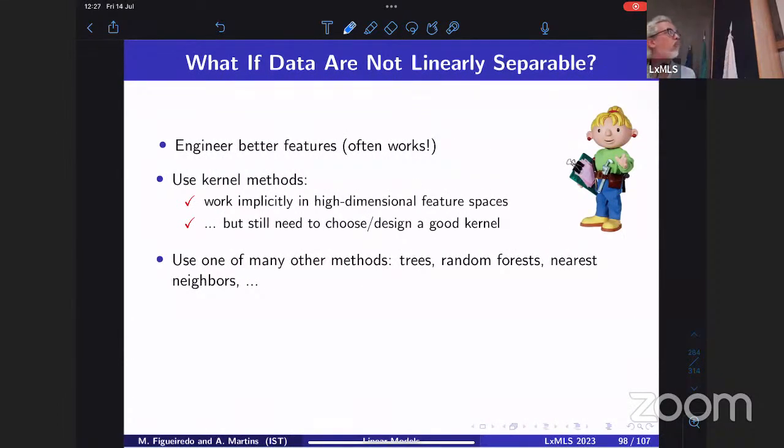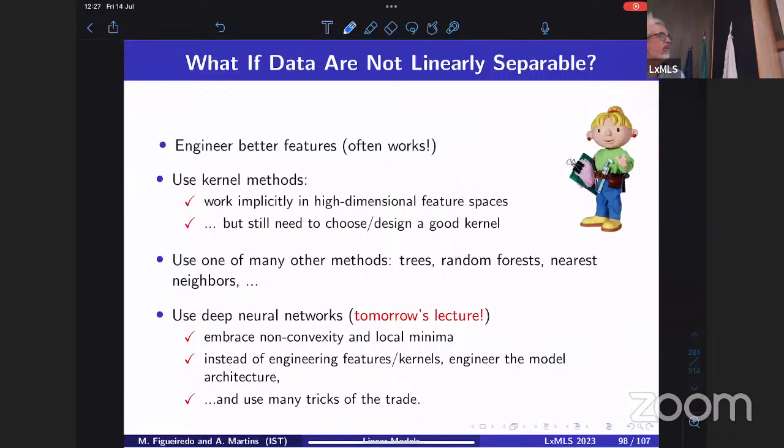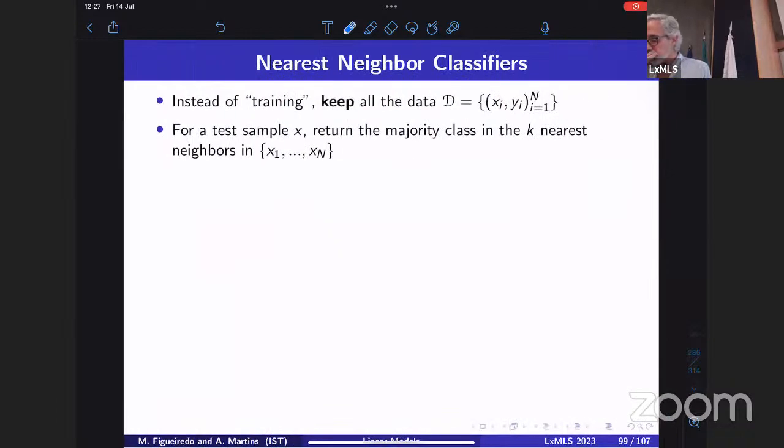And you can use one of many other methods. There are many other methods that do not assume separability. For example, trees, random forests, nearest neighbors, okay? Or tomorrow's lecture, embrace nonlinearity, embrace non-convexity. Instead of engineering features, learn the representation from the data and use the many tricks of the trade, so you'll learn about it tomorrow. But today, let's look at a method that doesn't assume anything about the data, essentially.